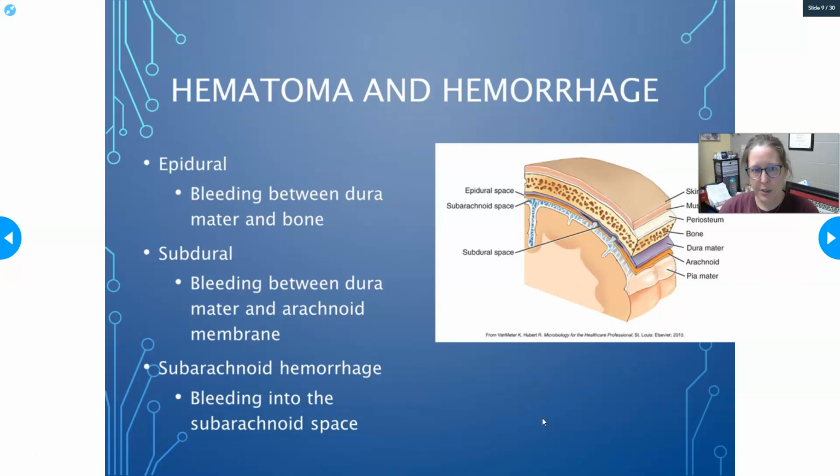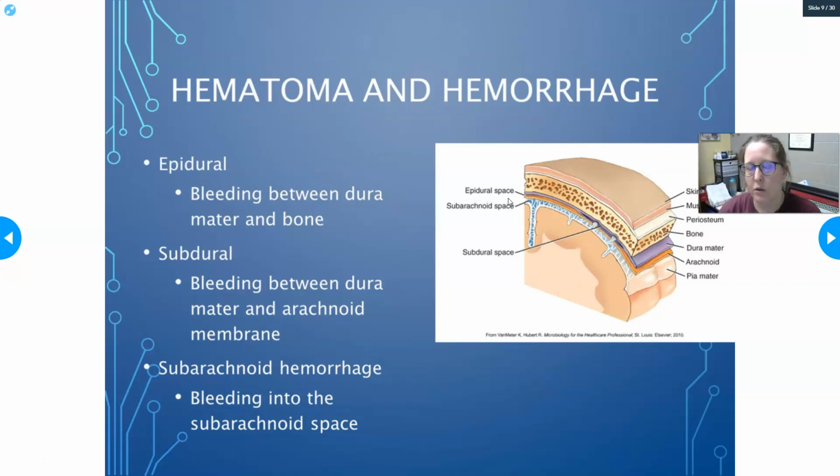Hematomas and hemorrhage. Hematomas are bruises, hemorrhage is bleeding. These can occur in several areas, but the epidural space, subdural space, and subarachnoid space are three areas in which it can occur. The epidural space is the space between the bone and the topmost membrane, so that would be bleeding between the dura mater and the bone. And this space is around the brain and around the spinal cord.